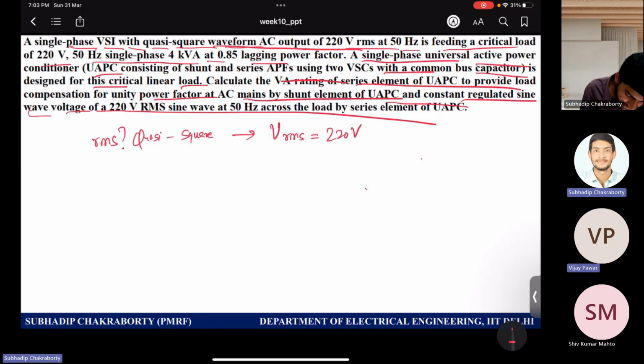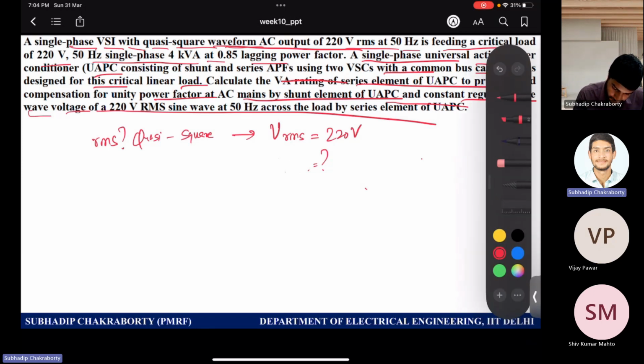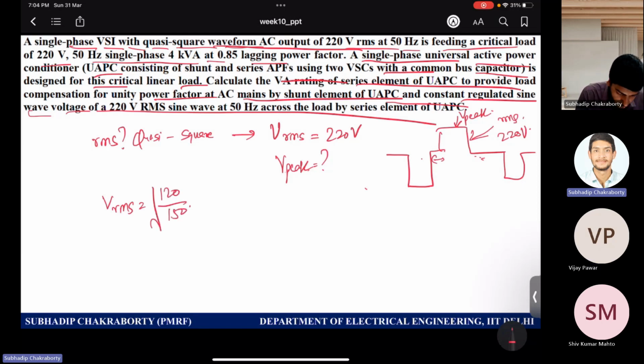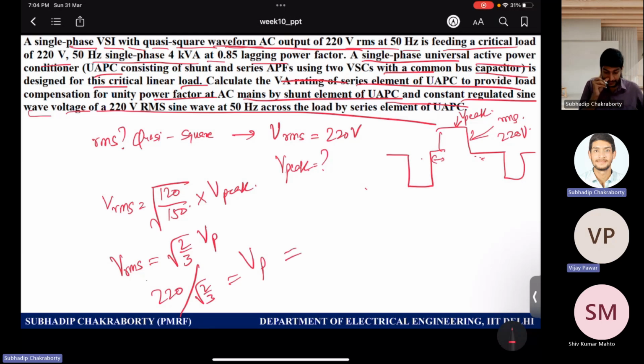Now VRMS is given. What is VDC? VRMS is square root of 3 V peak, I can tell. Now the quasi wave looks like this as I showed you. Now you know the RMS of this waveform, 220 volts, okay? You tell me this V peak. So you know VRMS is what? This 30 degree, 60 degree is there. So 120 by 150, whole root, into V peak, agreed? Then this is root over 2 by 3 V peak, VRMS. VRMS is 220. 220 by root over 2 by 3 is V peak. So calculate what V peak is coming. Please calculate fast. 220 by root over 2 by 3.